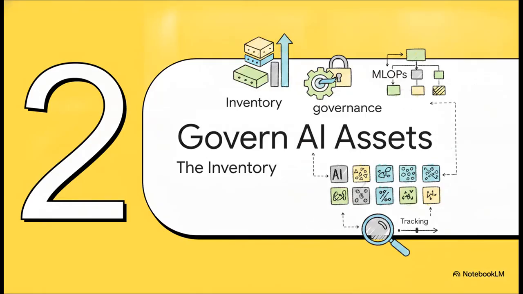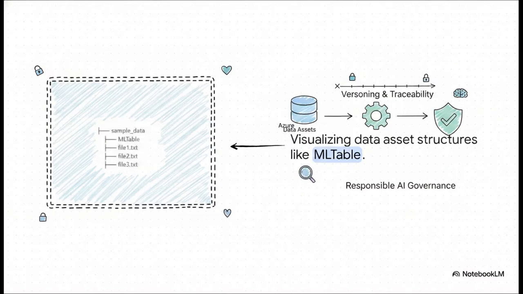Moving right along to part 2 of our blueprint, governing AI assets. Let's take a look at how we manage our inventory. Understanding how data assets are structured using formats like MLTable is completely game-changing for machine learning workflows. When you register your training datasets as versioned assets, you are creating a foolproof audit trail. Think about it. If a model starts acting up, or if an auditor comes knocking and asks exactly what data trained a specific model from 6 months ago, you have a precise, immutable record ready to go.